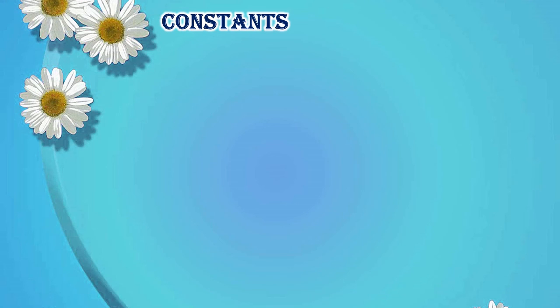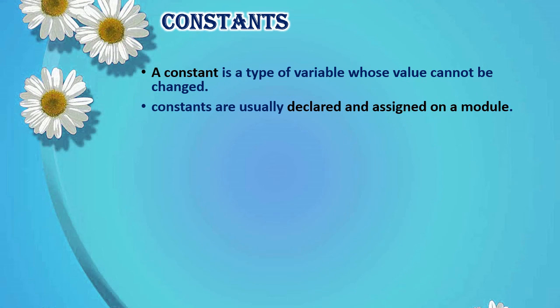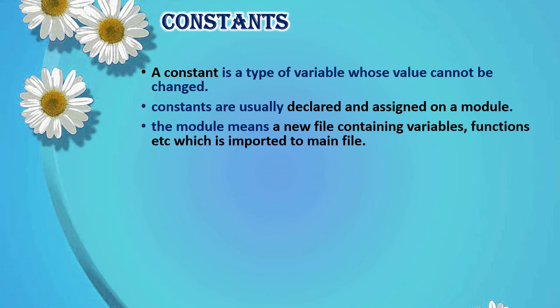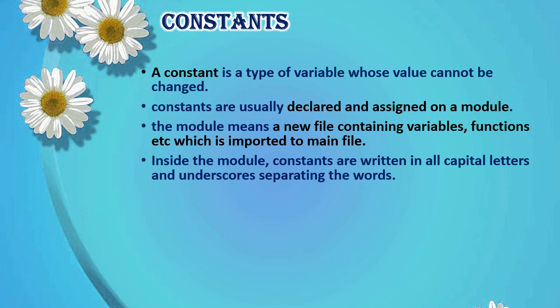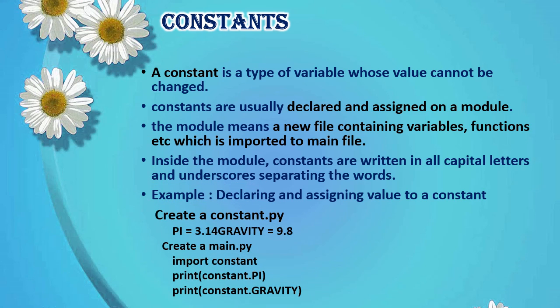Constants are a type of variable whose value will not be changed throughout the program. We usually declare constants in a module. A module is a separate Python file which holds variables or functions and can be imported into another file. In the module we declare a constant with capital letters. See here the example, constant.py. Here PI value is 3.14 and GRAVITY value is 9.8. Just a value assigned alone is a constant.